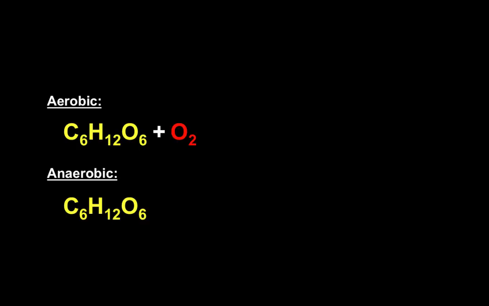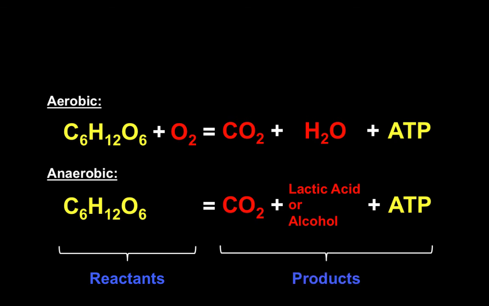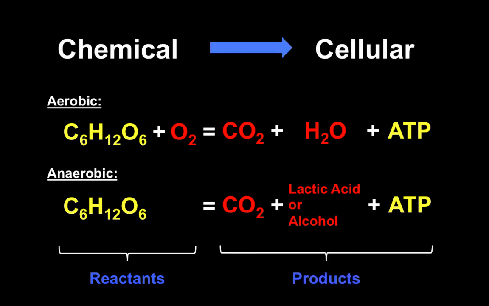So if we compare the two formulas, we both start out with glucose. Aerobic adds oxygen, so those are my reactants. They both make CO2, H2O in the case of aerobic, and lactic acid or alcohol in anaerobic, and they both make ATP. Those are my products. And in both cases, I've gone from chemical energy and transformed it into cellular energy.